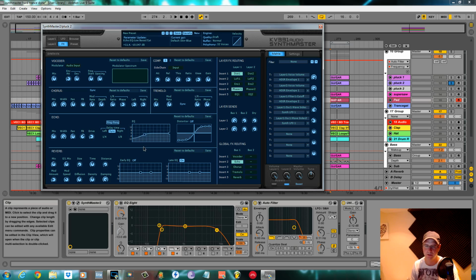EQ'd it in a bit, got rid of most of the lows, boosted it from the halfway point, distorted the delay as well, same sort of thing, just straightened the curve off at the bottom.